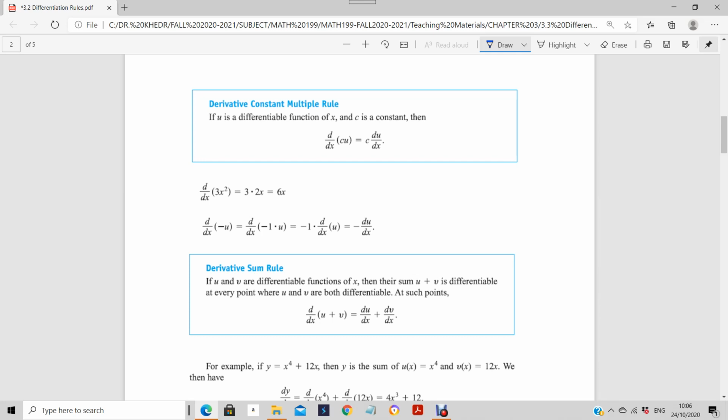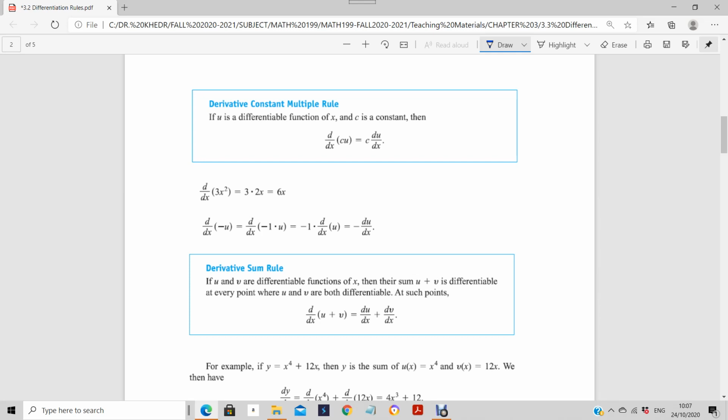As an example, if we have this function 3 times x squared, so its derivative will be 3 multiplied by the derivative of x squared. And if we apply the power rule for the function x squared, then its derivative will be 2x. So the final answer will be 3 times 2x, which is 6x. Another example is the derivative of minus u. Minus u, we can write it as minus 1 multiplied by u. Hence, minus 1 is the constant, and then we differentiate u. The derivative of u with respect to x will be du by dx. Then the answer will be minus du by dx.